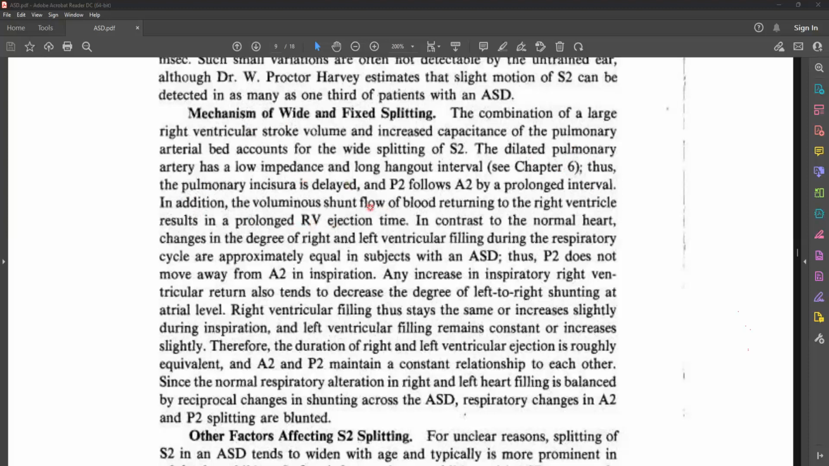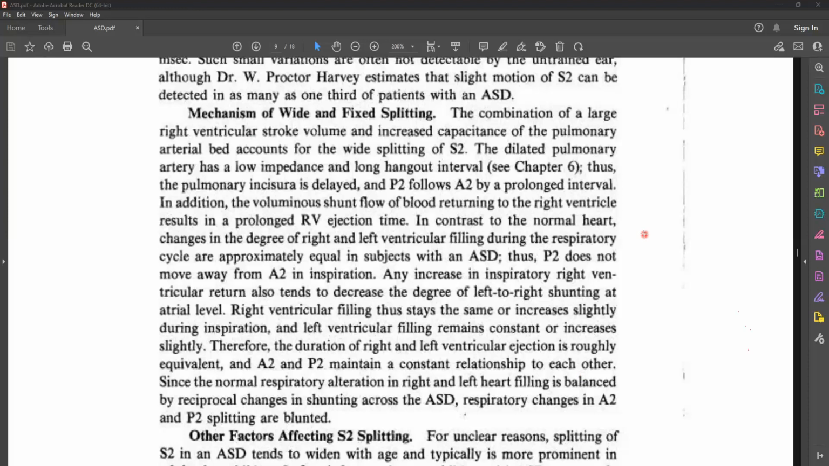Now, P2 follows A2 by a prolonged interval. So that is the reason the P2 closes later. There is one more reason also. This is not the only reason. So you cannot say that the increase in the hangout interval is the only reason for the delay in the P2, which is fixed.